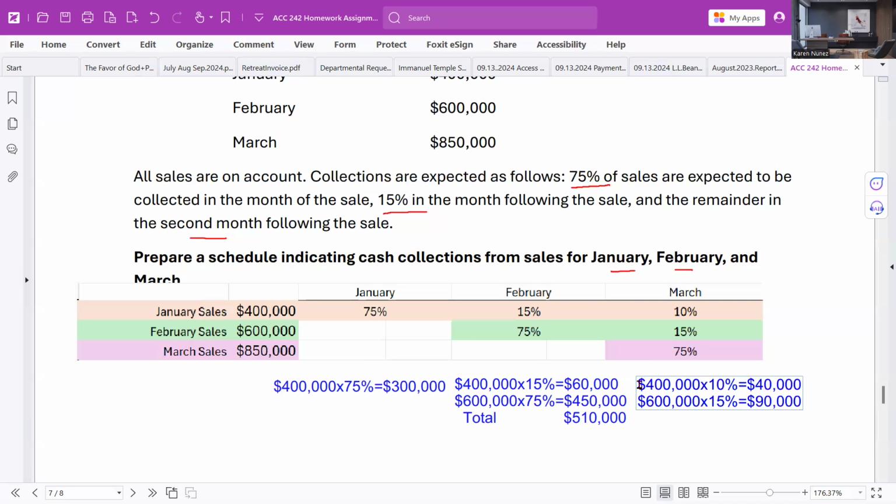of those February sales. And then the last piece of this, we have some March sales, right? We have $850,000 worth of March sales. We're going to be collecting on 75% of those March sales, which is going to be $637,500. That's what we're going to be collecting in March from March. If we put it all together, in the month of March, what we're going to be collecting is a total of 767.5.